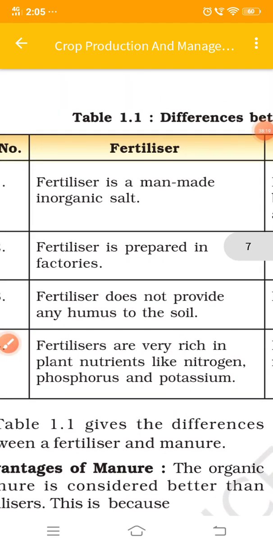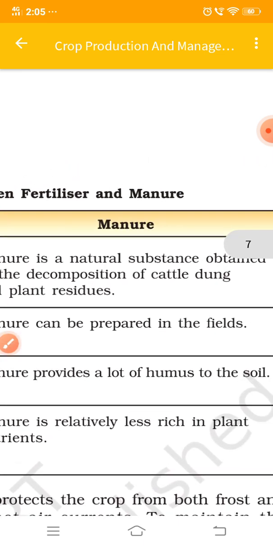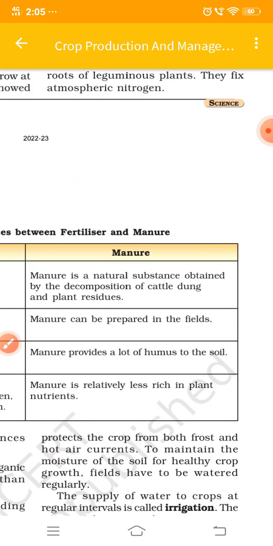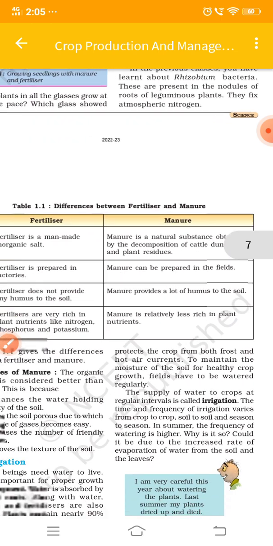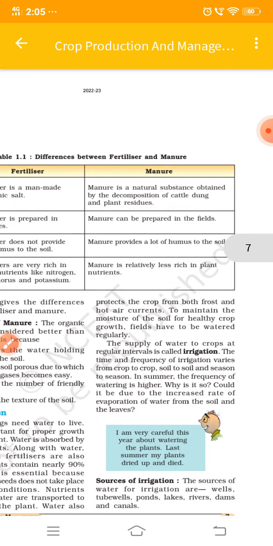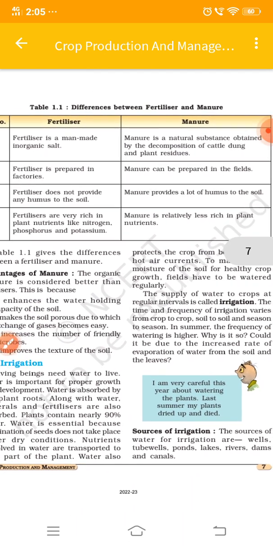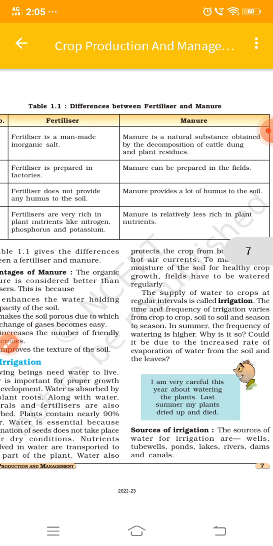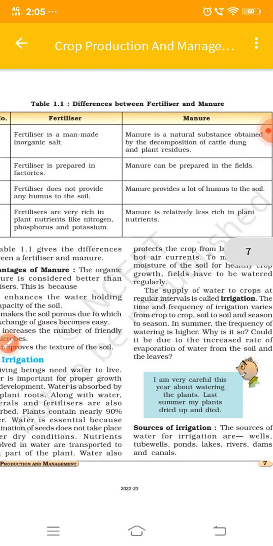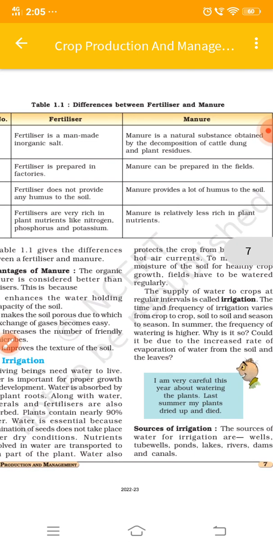Fertilizer is a man-made inorganic salt. Fertilizer is prepared in factories, while manure is a natural substance obtained by decomposition of cattle dung and plant residues. Manure can be prepared in fields. Fertilizer does not provide any humus to the soil. Manure provides a lot of humus to the soil. Fertilizers are very rich in plant nutrients like nitrogen, phosphorus, potassium. Manure is relatively less rich in plant nutrients. Yeah, manure is less rich, but it's not as harmful as fertilizers.